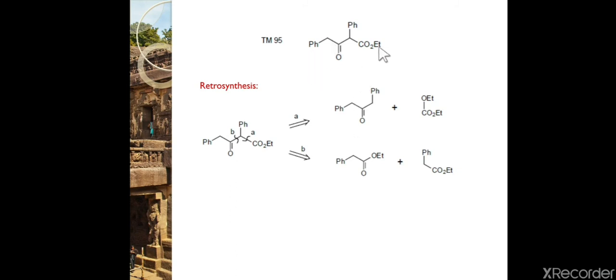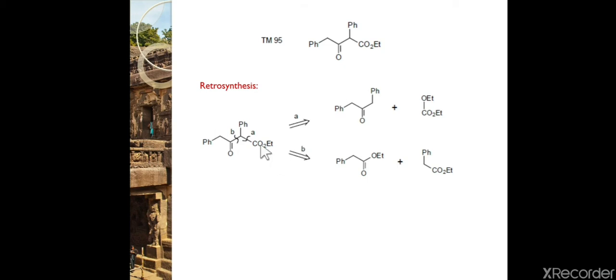For synthesis of target molecule 95, TM95 is there. This is a 1,3-dicarbonyl compound again. This is the carbonyl of keto and this is the carbonyl of ester. So what do we need to do? We need to disconnect either by method A or by method B. Any bond which is near to carbonyl we can disconnect. So which method is helpful, or which FGI or which disconnection is helpful?